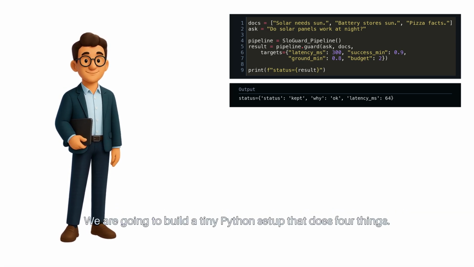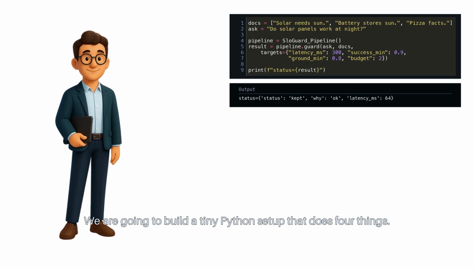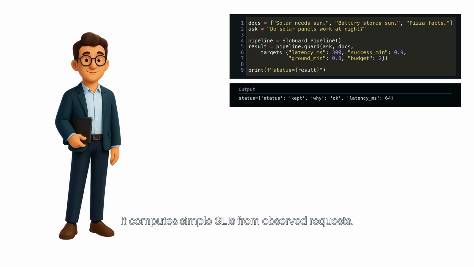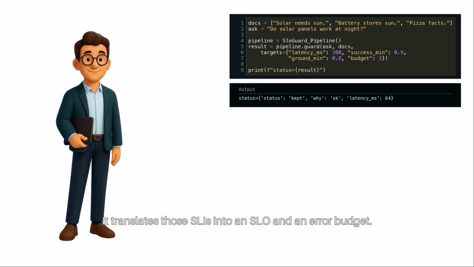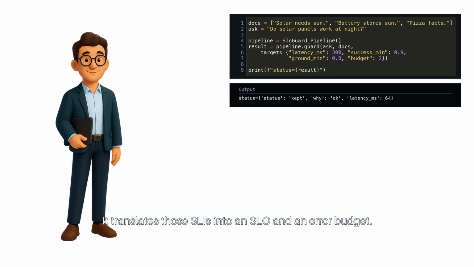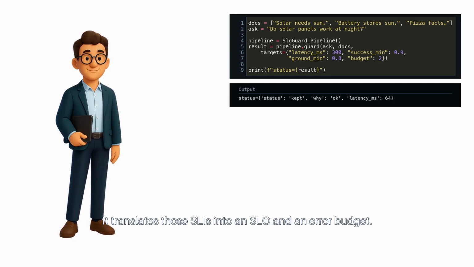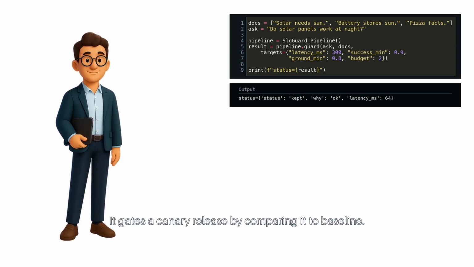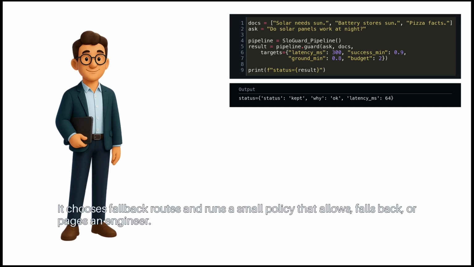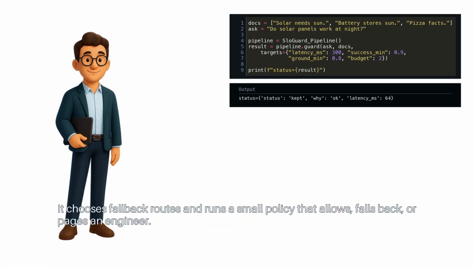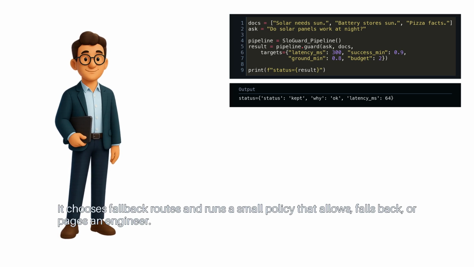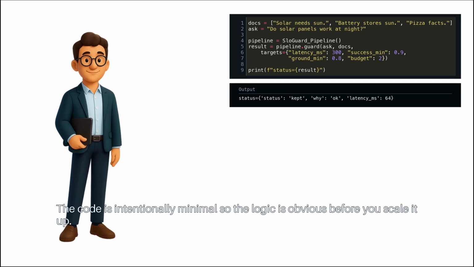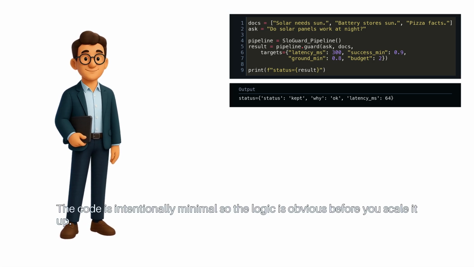We are going to build a tiny Python setup that does 4 things. It computes simple SLIs from observed requests. It translates those SLIs into an SLO and an error budget. It gates a canary release by comparing it to baseline. It chooses fallback routes and runs a small policy that allows, falls back, or pages an engineer. The code is intentionally minimal, so the logic is obvious before you scale it up.